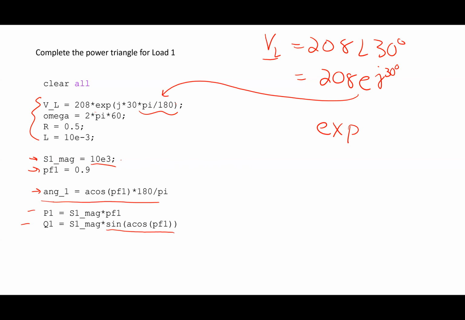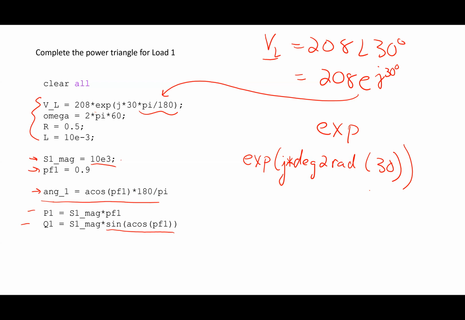Again, there are a couple of ways to do that. You could have used deg2rad of 30, and that would have worked too. But there is no expd. There is no exponential degree. So there are a couple of ways. You could write that as exp of j times the angle like that, or you could do it as a variable somewhere else, however you wanted to do it.